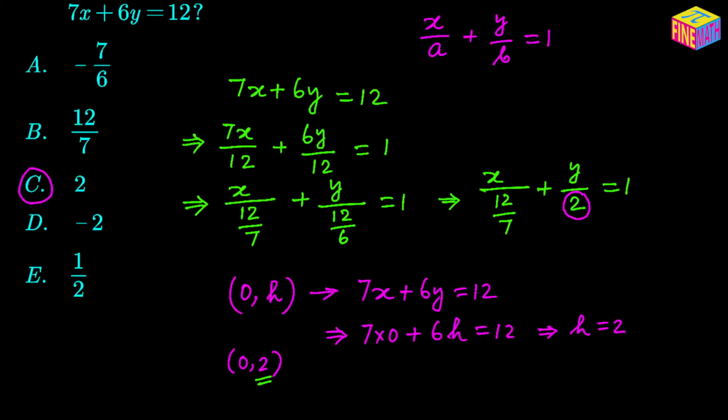So whatever way you want to solve it, whichever is fastest for you, whichever is easiest for you, try to solve it that way. But in both the cases we will get the same answer, whether you convert it into the intercept form or whether you use this logic here that the y-intercept will be such a point whose x coordinate would be 0. So in both the cases you will find the same answer.